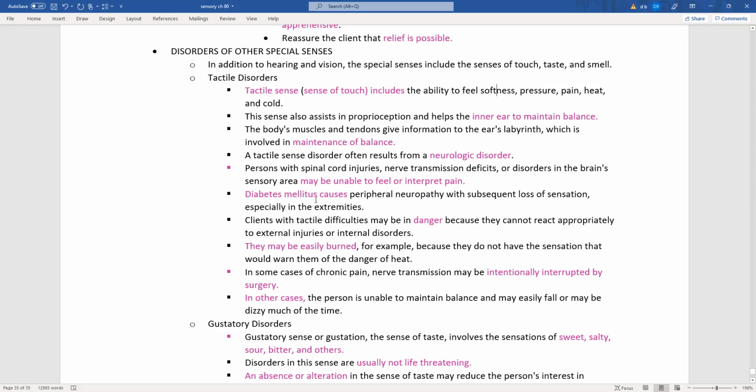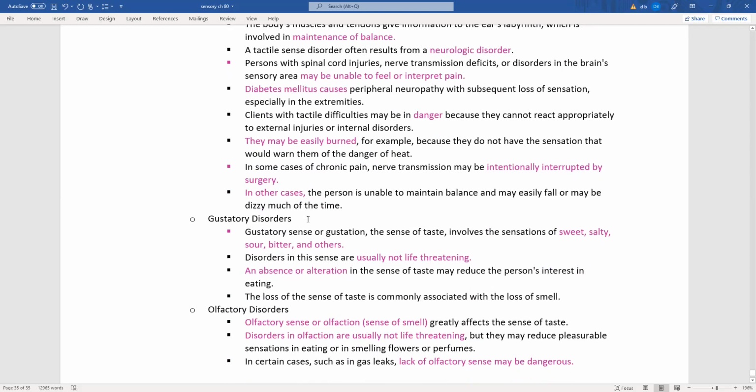They have a subsequent loss of sensation, especially in the extremities, the fingers, the toes, and the lower and upper extremities. Clients with tactile difficulties may be in danger because they can't feel whether something is hot or cold, and they don't have that impulse that goes to the brain and says, "You're on fire," or "You're freezing." You know what I'm saying? So that can be very dangerous. In some cases of chronic pain, nerve transmissions may be intentionally interrupted by surgery. In other cases, the person is unable to maintain balance and may easily fall or may be dizzy much of the time.